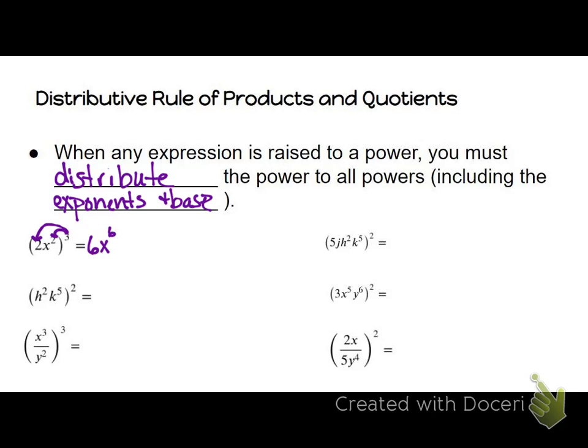Okay? So basically, you're going to distribute this power to and multiply it by everything on the inside of the parentheses. Okay? So, again, I'm going to distribute that 2 and multiply it by everything on the inside of the parentheses. So what's that answer going to end up looking like, Josh?